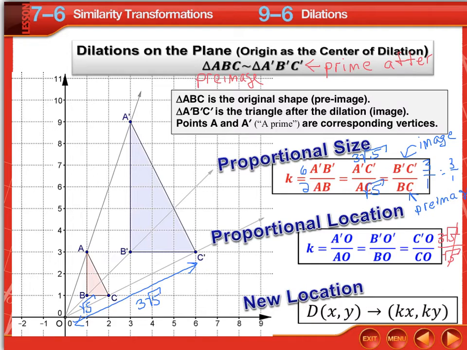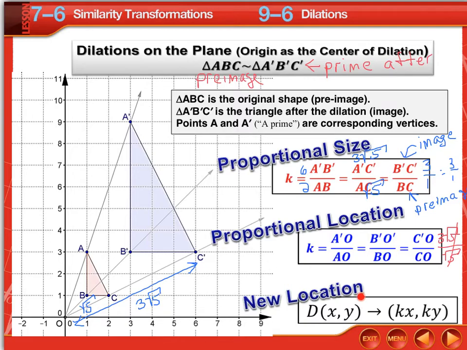Now, when we're on the xy coordinate plane, there is a very simple way, in addition to this proportionality, to find where the coordinates are of these prime vertices. And in doing so, I'm going to introduce you to a new notation. We're going to be using a lot of this notation when we look at congruent transformations in the near future.